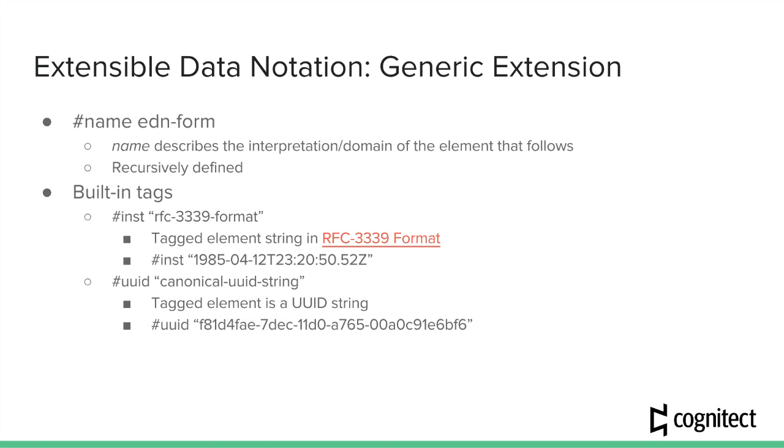Eden ships with some built-in tags. So there's the inst tag for an instant, a time instant, using the RFC 3339 format. In the middle of the slide, you can see an example of the inst tag being used. There's also a UUID tag in Eden for canonical UUID strings. Now, you can extend this extensible format to whatever domain you want.